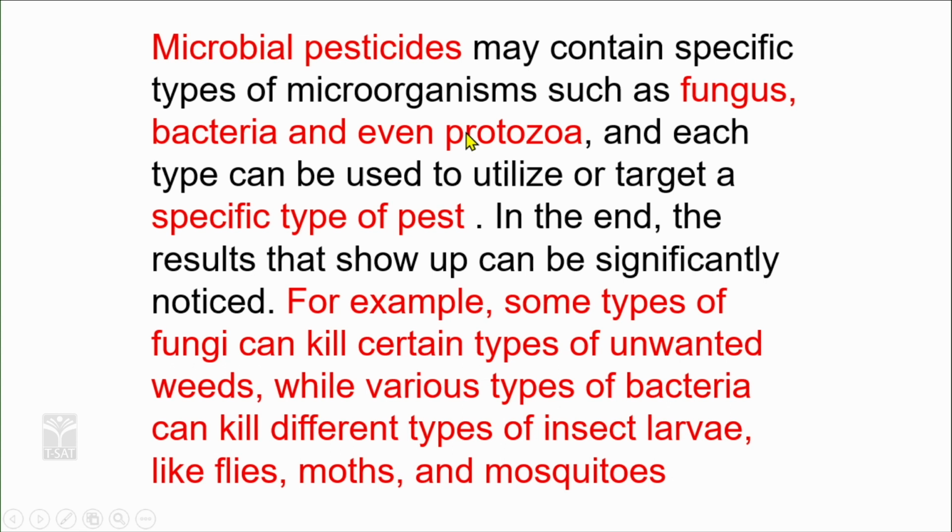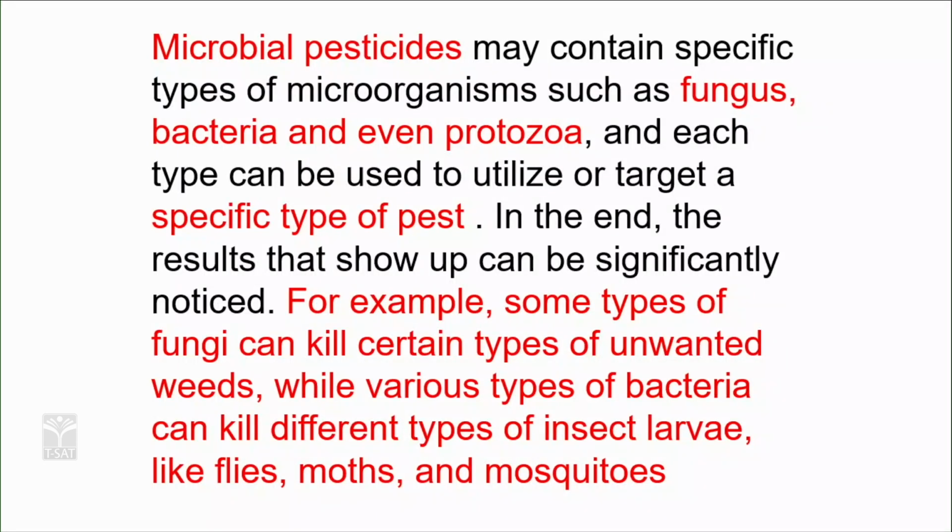So you must be able to differentiate what is a fertilizer and what is a pesticide. A fertilizer is a nutrition to the plant. A pesticide is a chemical which kills the pests which are causing harm to the plants, like insects which are causing problems to the crops. Microorganisms such as fungus, bacteria and even protozoans are used as pesticides on the plant, killing certain insects which are infecting the crops.